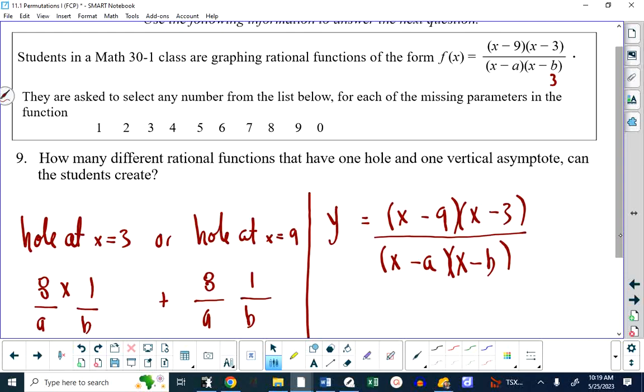You can easily psych yourself out here and go, well, what if the a's and the b's are switched? But don't go down that road because the order in which you write the factors doesn't change the graph. Okay.